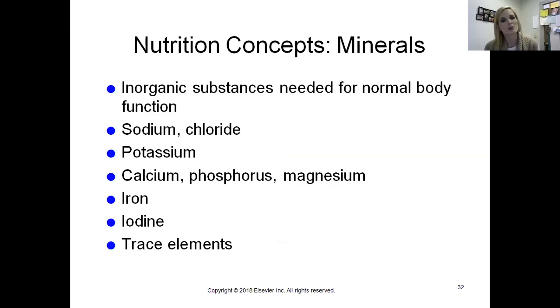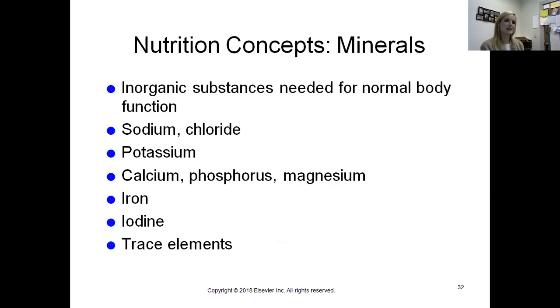And then minerals. Minerals are inorganic substances that are also needed for normal body function. A couple of examples would be sodium and chloride. The two of them are listed together because that is salt. Table salt is actually the combination of sodium and chloride. Typically, we're able to get a pretty significant amount of sodium and chloride in our diet because salt is pretty much in all of our food.